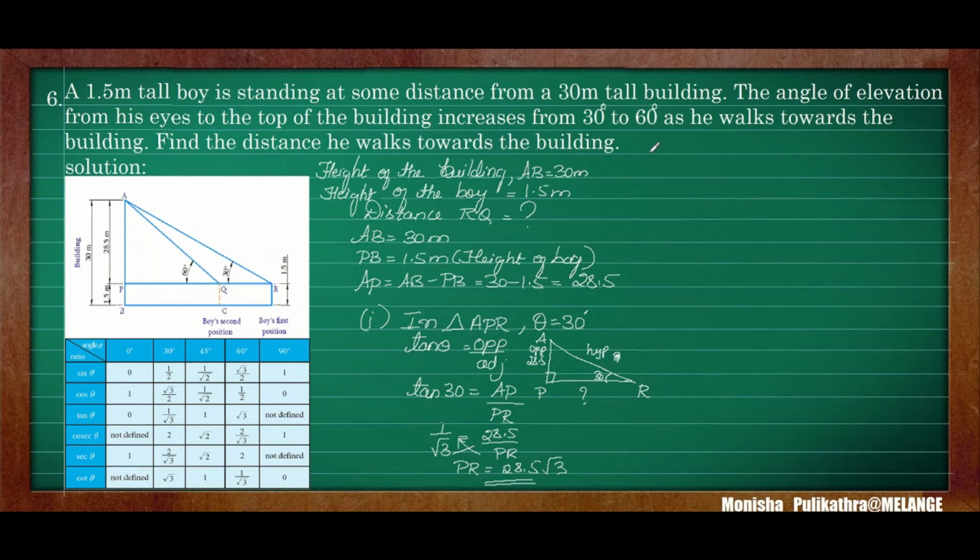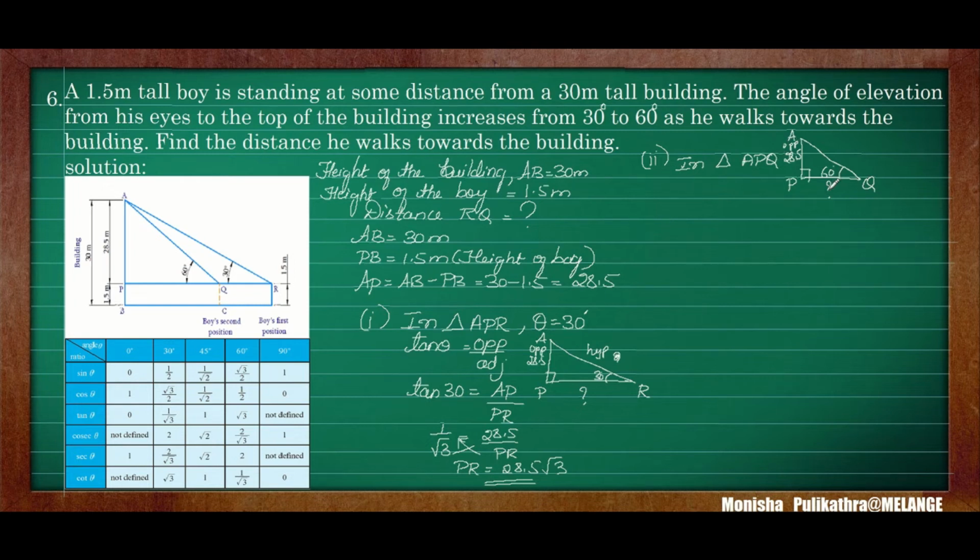So next, moving on to the second case. In the second case, we have to take the triangle APQ, the smaller triangle. Here this is 90 degrees and this is 28.5, which is the opposite side, because the angle here is 60 degrees, since we are taking triangle APQ. So the PQ value we have to find out.